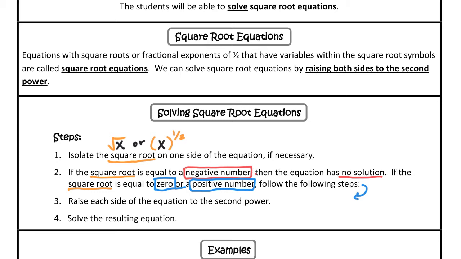Steps 3 and 4. So step 3 says raise each side of the equation to the second power, and then solve the resulting equation. So let's look at example 1.